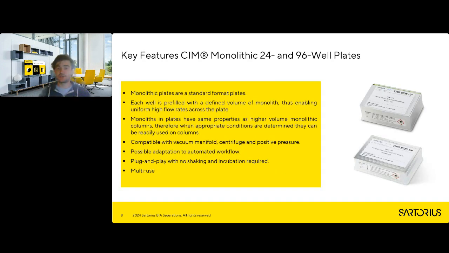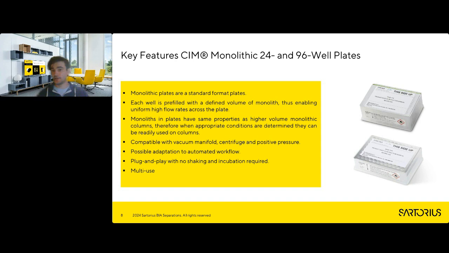So what are the key features of our well plates? They are a standard plate format, manufactured according to ANSI standard. Each well is pre-filled with a defined volume of monolith, enabling even flow throughout the plate. The monoliths themselves have the same chromatographic properties as monoliths inside our large volume columns. So what you can expect from a column, you can also expect in a plate.